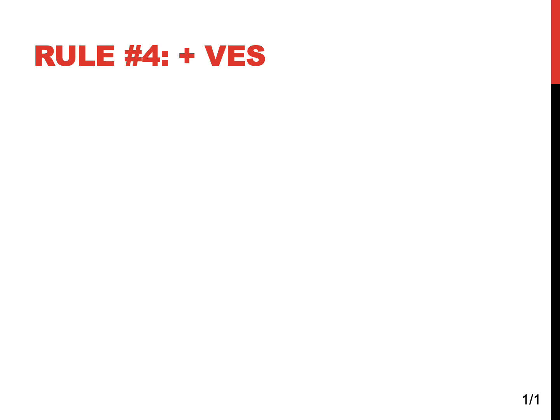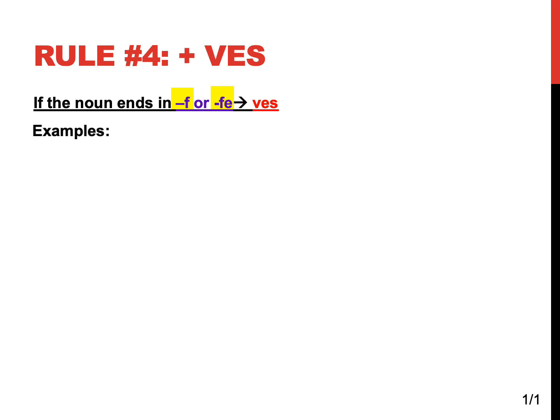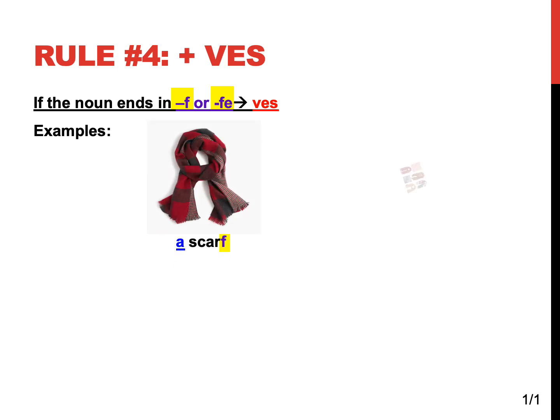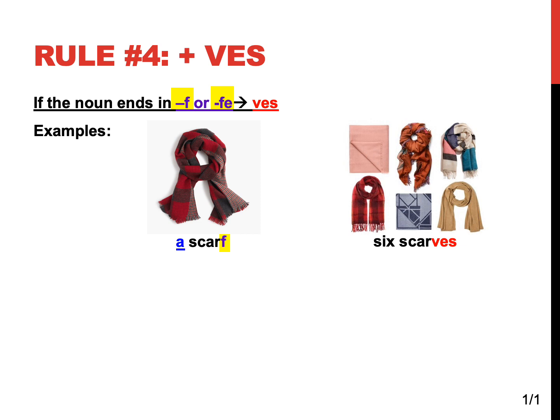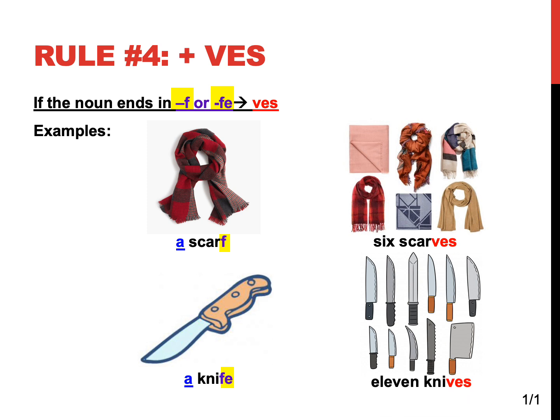Rule number 4. If the noun ends with the F sound, so with the letter F or FE, you change them into VES. Examples. A scarf. 6 scarves. Simply change F into VES. A knife. 11 knives. Change FE into VES.